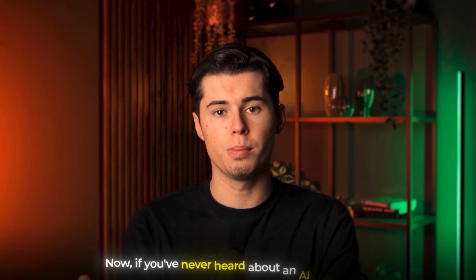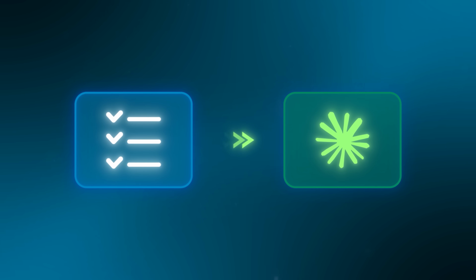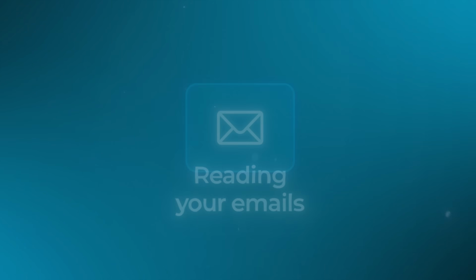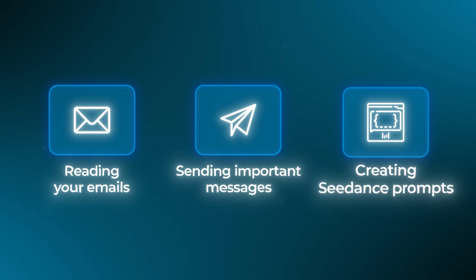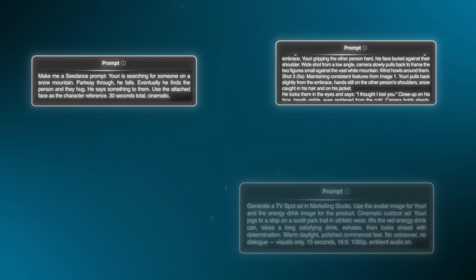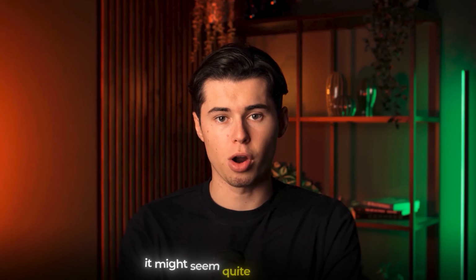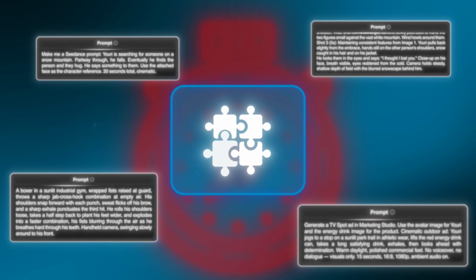Now, if you've never heard about an AI skill before, it's basically a set of instructions you give to Claude. And every time you ask it to run, it simply follows the steps inside. You can create one for almost anything, from reading your emails and sending you a message when something important comes in, to creating the best prompts specifically made for Seedance 2.0. Now, for that, you need to know how a good prompt looks and how AI works behind the scenes. So if you're completely new to this, it might seem quite overwhelming, and I get it. Not many people want to spend hours and hours just to build a good skill.